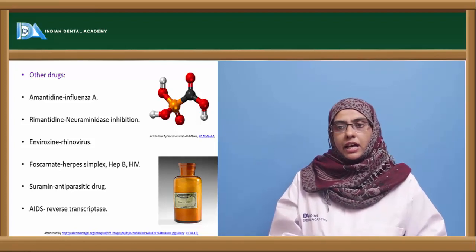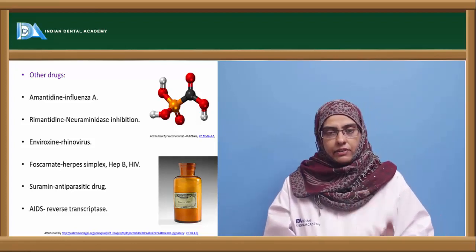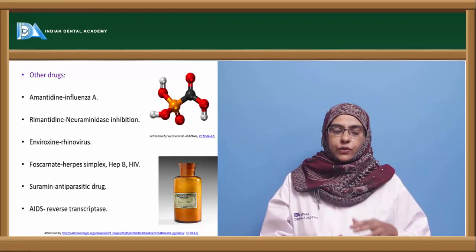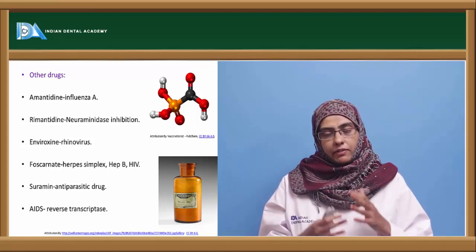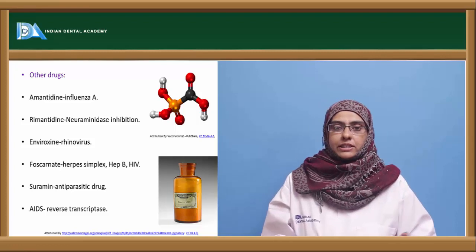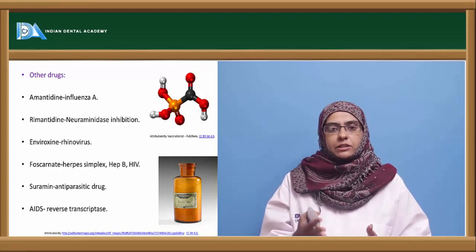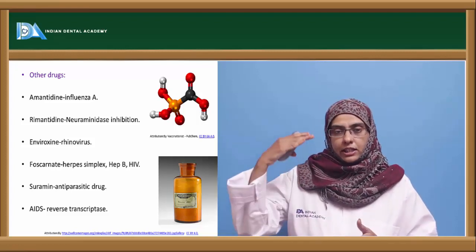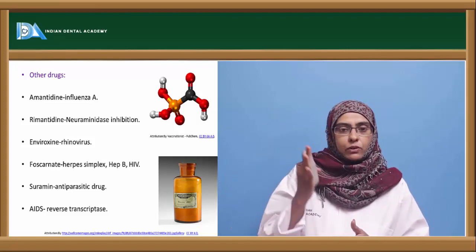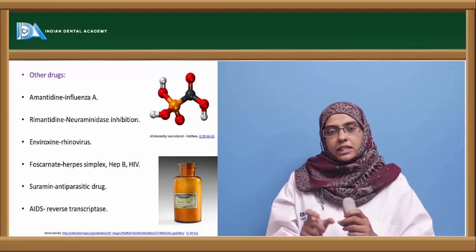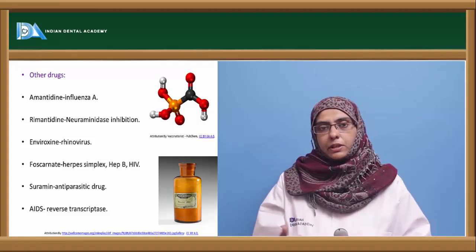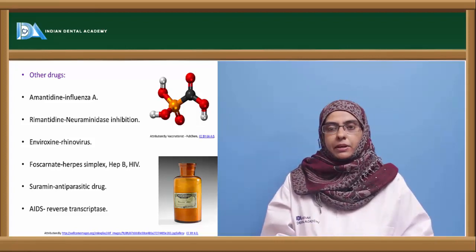Next, we have enviroxime, which is effective against the rhinovirus, and foscarnet, trisodium phosphonoformate, which is effective against a wide variety of viruses such as herpes simplex, hepatitis B, and HIV. Till above we have seen that they are active only against one or two viruses, but with the help of foscarnet you can see the broad spectrum activity of this particular chemotherapeutic agent.